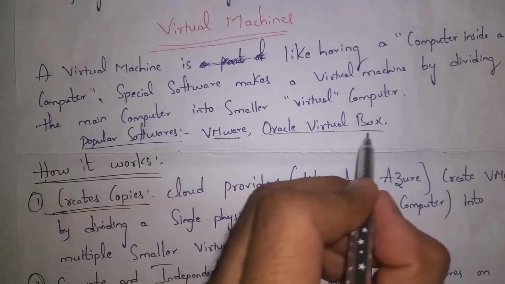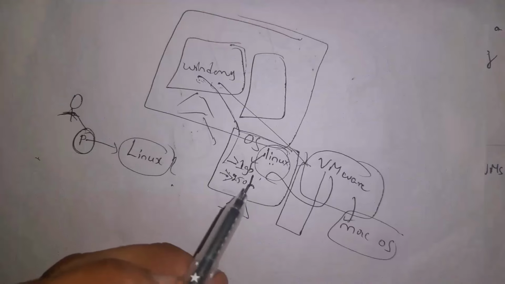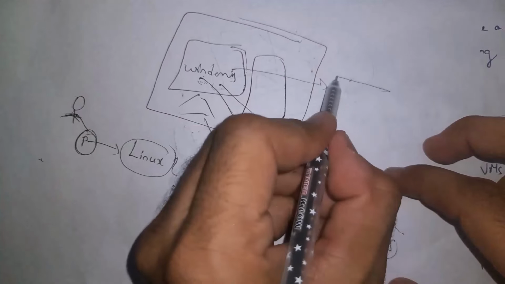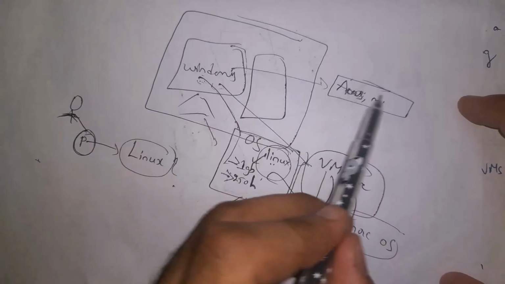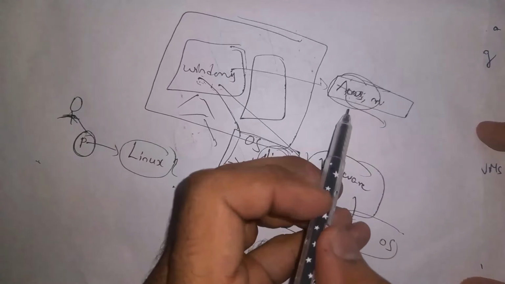VMware and Oracle VirtualBox. These both are famous virtual machine softwares. Guys, same thing you can do in cloud computing. That is nothing but in my computer, I will open internet. You need to open AWS website. This AWS is same like VMware. This AWS is cloud-based website.